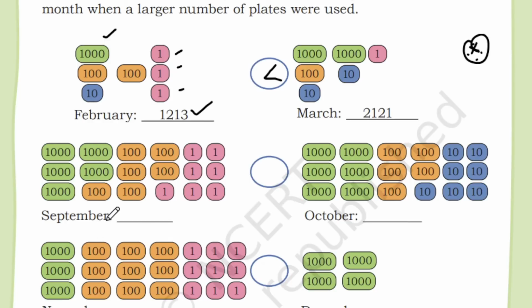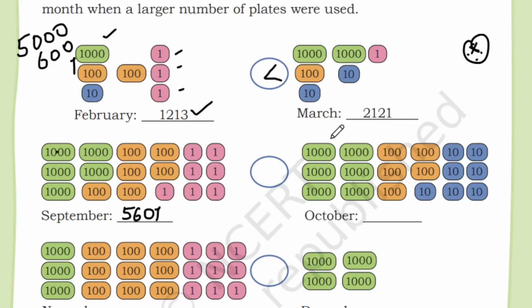Now let's see the month of September. How many thousands do you have? 1, 2, 3, 4, 5. So we have 5000. How many hundreds? 1, 2, 3, 4, 5, 6. 600. How many tens? 1, 2, 3, 4, 5, 6, 7. 7 ones. So it's 5000, sorry, not tens, ones. 5607.